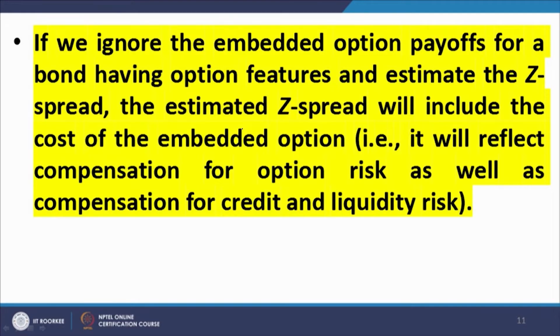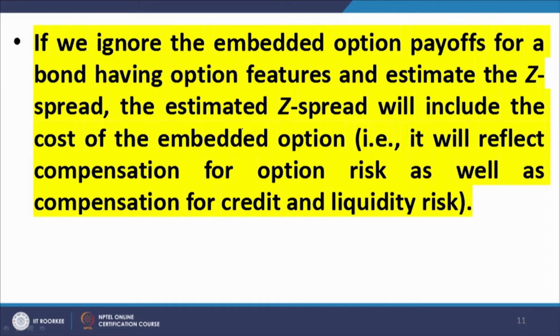Therefore, to read it out again, if we ignore the embedded option payoffs for a bond having option features and estimate the Z spread, that is, you are using the payoffs from the straight bond, and you are using the real price, that is the price with the embedded option features, the estimated Z spread will include the cost of the embedded option. That is, it will reflect compensation for option risk as well as compensation for credit and liquidity risk. This is very important. Let me repeat this to clarify the thing.